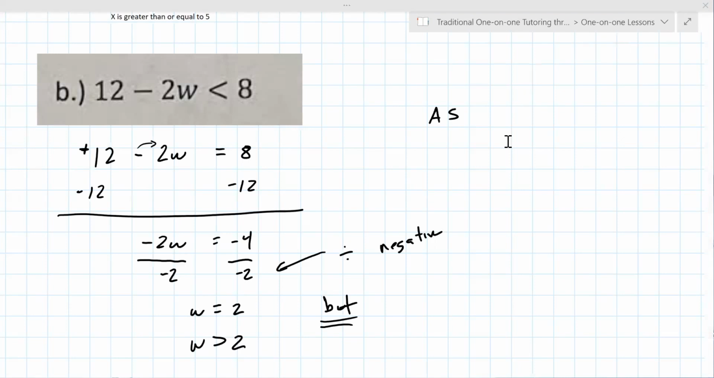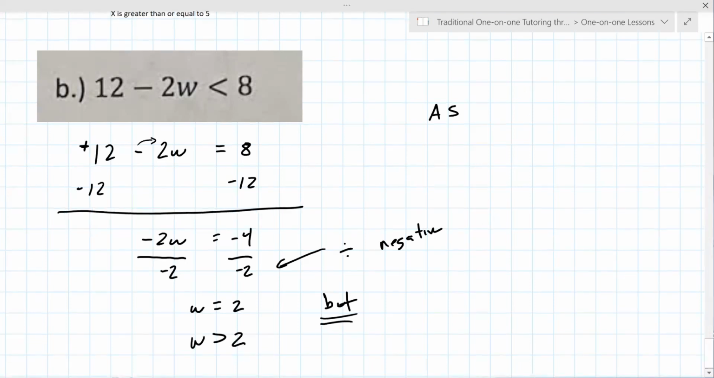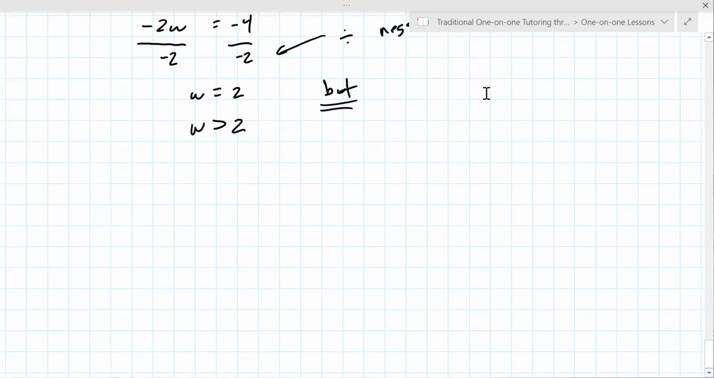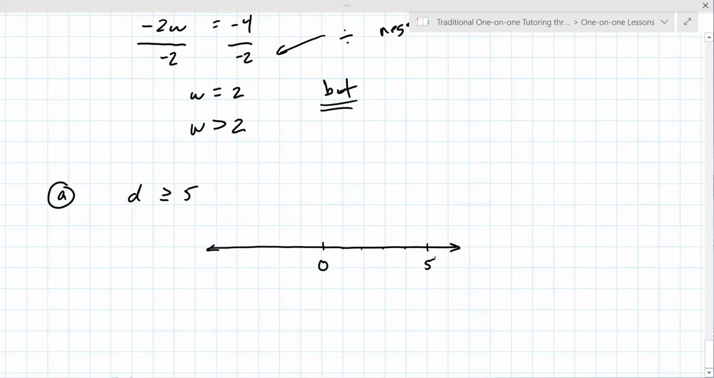Now we didn't do this part, but we're going to do it for each of the letters now. So A, when we were done with A, we got D greater than or equal to 5. And your instructor says to graph this here. So we're going to graph this. Here's a 0 on a number line. 1, 2, 3, 4, 5. So here are some things to remember here. If it's greater than or equal to, less than or equal to, it's a filled in bubble.